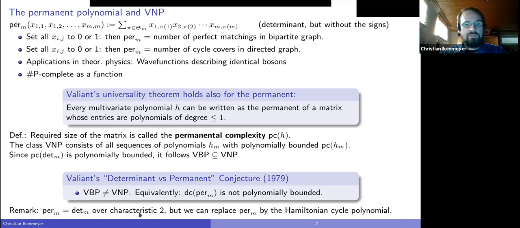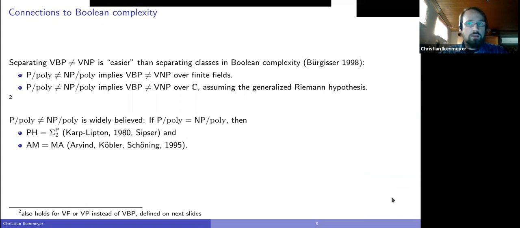If this is over characteristic 2, then of course there's no difference between the two polynomials, because -1 is equal to +1. The signs will not play any role, but you can replace the permanent by the Hamiltonian cycle polynomial. I will keep the permanent in this talk, because we will be doing everything over the complex numbers anyway. So the connections to Boolean complexity are that if you want to separate this, which is still wide open, it's actually easier than separating classes in Boolean complexity. So if P/poly is not equal to NP/poly, that actually implies our conjecture, Valiant's conjecture, over finite fields and also over the complex numbers, assuming the generalized Riemann hypothesis.